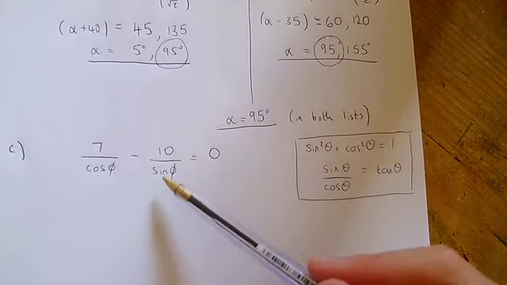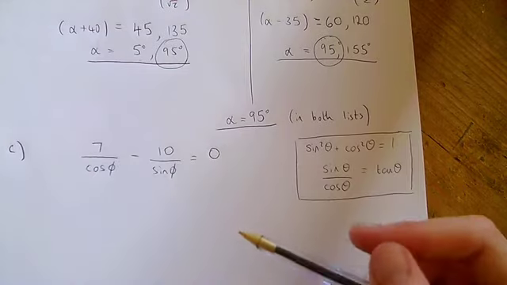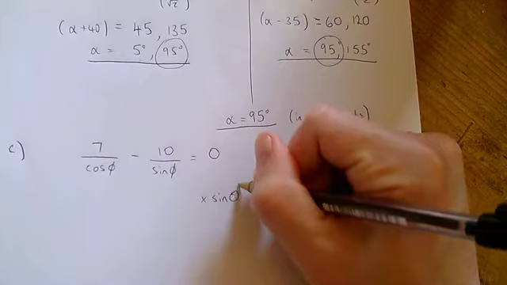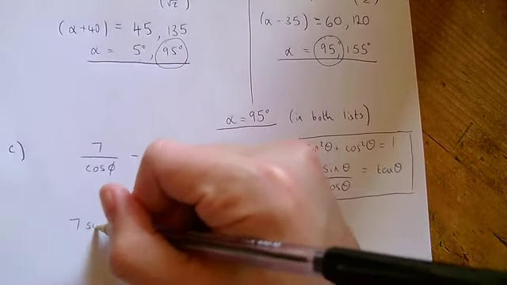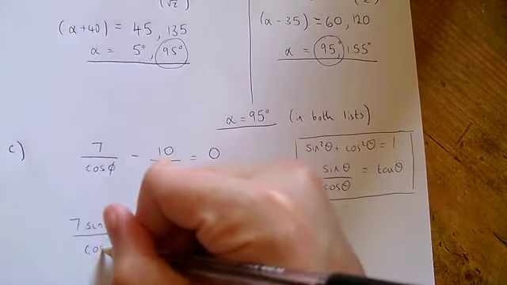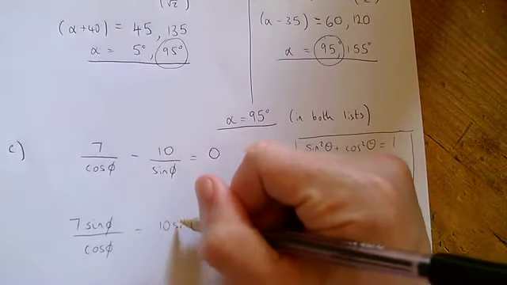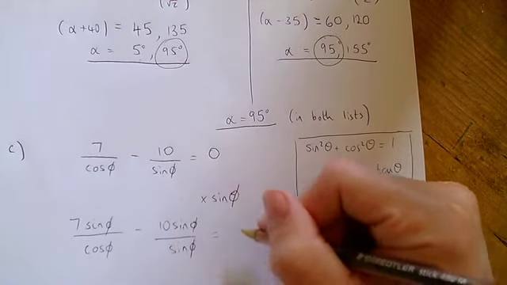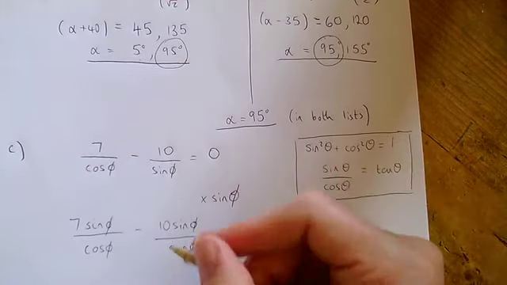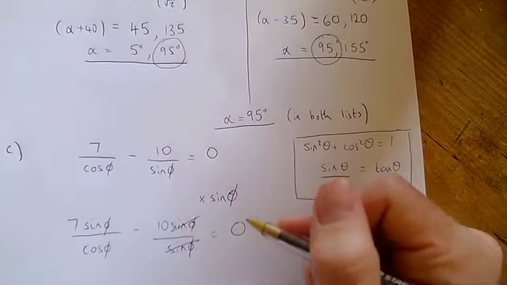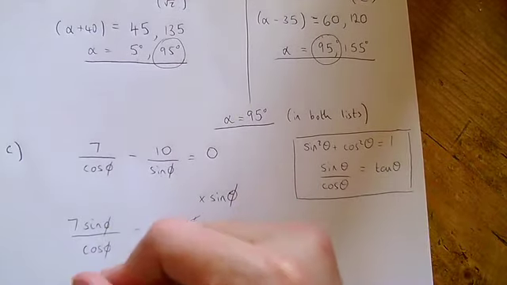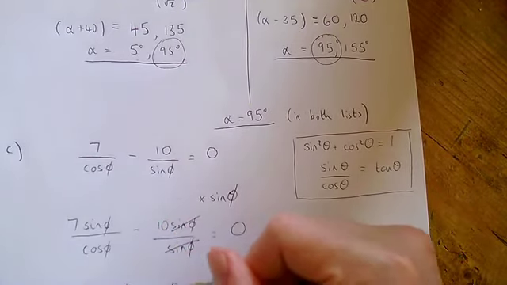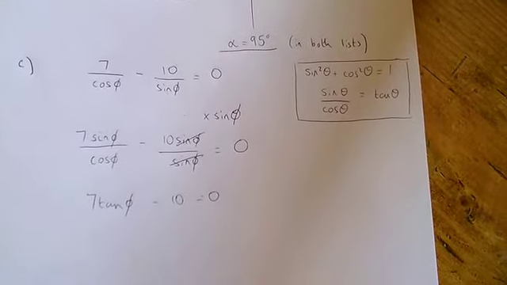What I'm trying to look to do here is get sine up on the top, and probably the best way to do that is to times everything by sine phi. So I'm going to get 7 sine phi over cos phi minus 10 sine phi over sine phi, and then I'm going to get 0 times sine phi, which is 0. Because sine's on the top and the bottom there, I can cancel those two, and then sine phi divided by cos phi is tan phi. So 7 tan phi minus 10 is equal to 0.